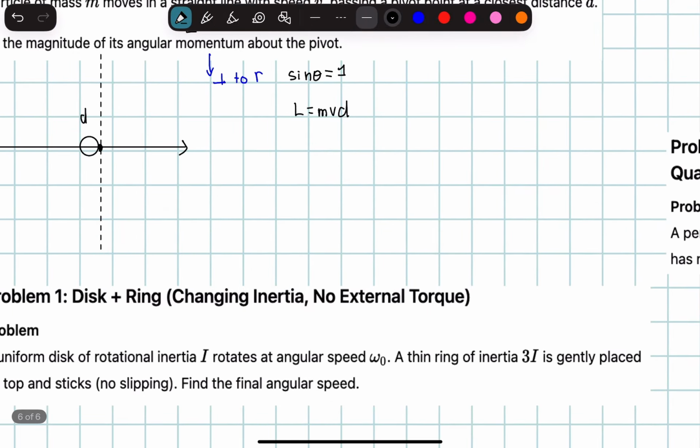And what we can take away from this is that an object doesn't need to rotate to have angular momentum.